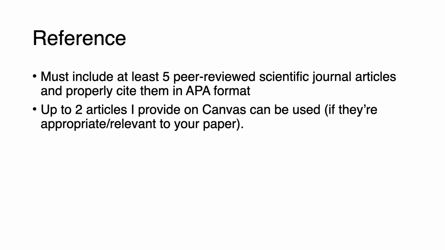So next, reference page. Your reference page has to include at least 5 peer-reviewed scientific journal articles properly cited in APA format. You can use up to 2 articles that I provide on Canvas for class if they're appropriate or relevant to your paper. I did have one for this week that does involve tattoos and perception of individuals with tattoos, and you're more than welcome to use that in your literature review if you'd like.